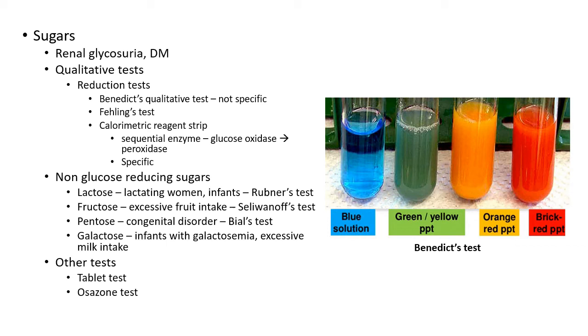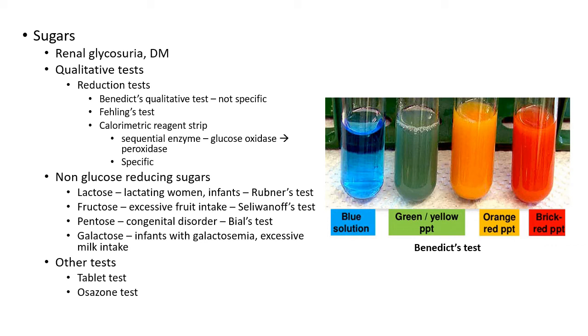Cloudy green denotes 0.5% sugar. Yellow to orange precipitate denotes 1% sugar. Orange to red, 1.5%, and brick red, 2%. As I told you, there can be false positives when there are other reducing agents in the urine.